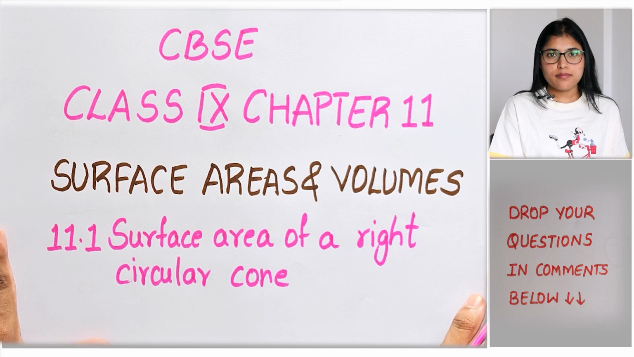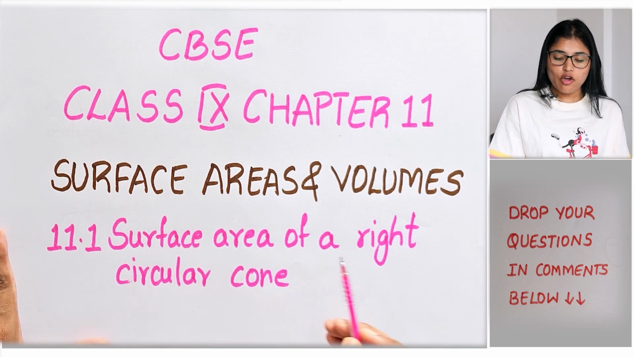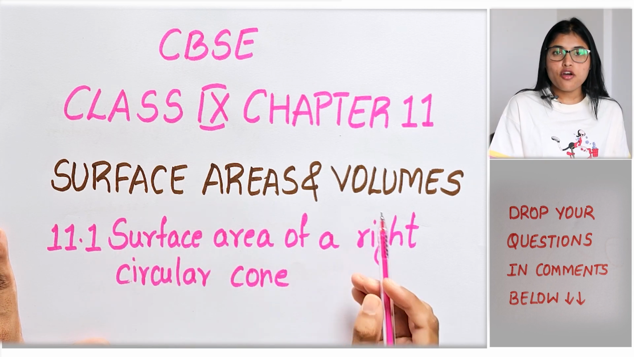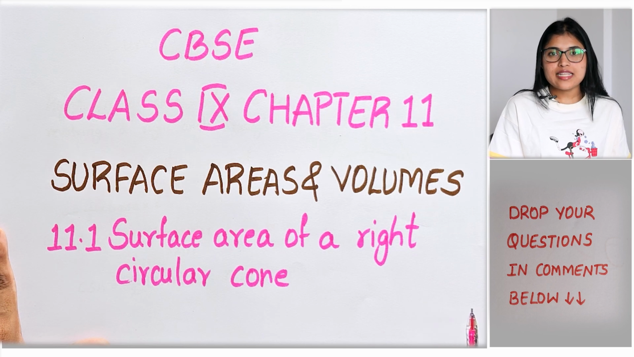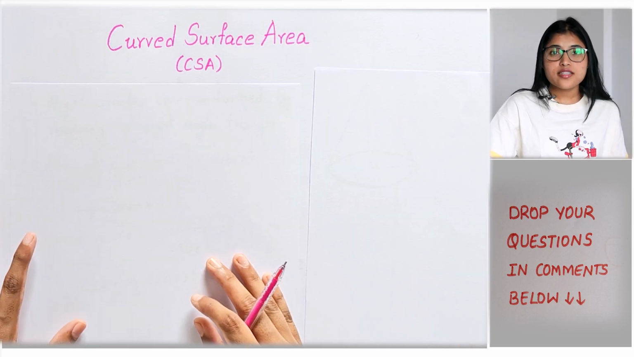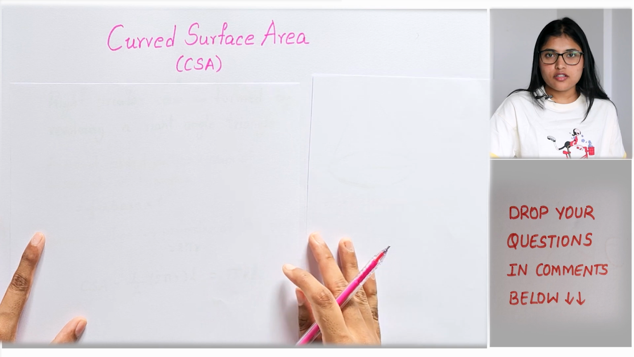In this video, we'll be learning the first part of chapter 11, which is surface area of a right circular cone in chapter surface areas and volumes of class 9 CBSE. We'll also be solving the exercise 11.1 questions. The first part is to understand what is curved surface area of a right circular cone. In this chapter, whenever we refer to cone, that means it's a right circular cone.